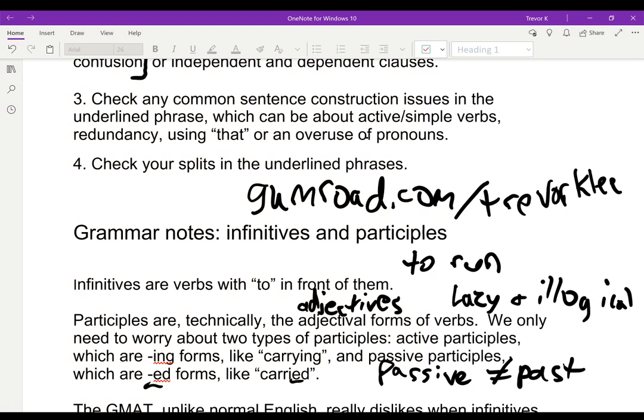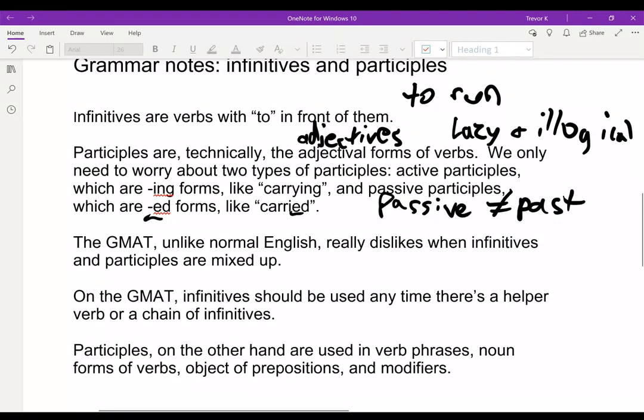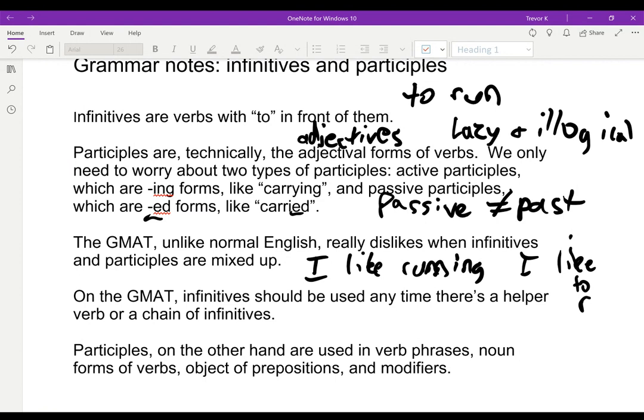So why are we talking about infinitives and participles at all? Why do they matter? Who cares? Well, that's because the GMAT, unlike normal English, really dislikes when infinitives and participles are mixed up. So, in English, I like running is fine. And I like to run is also fine. So I like to run. That's in normal English. I like running.